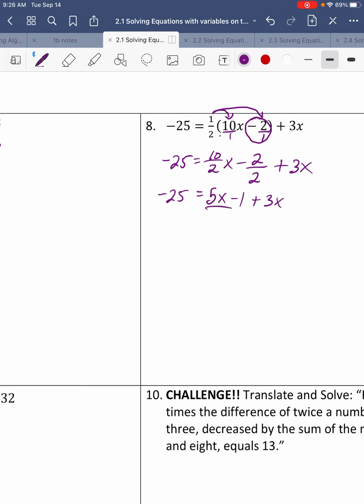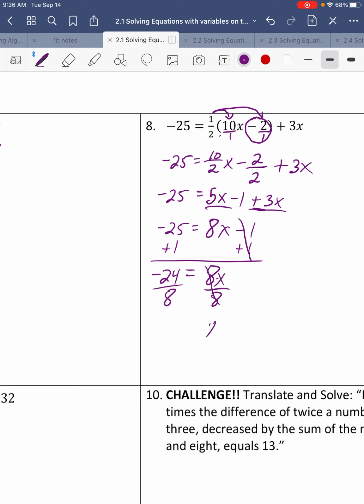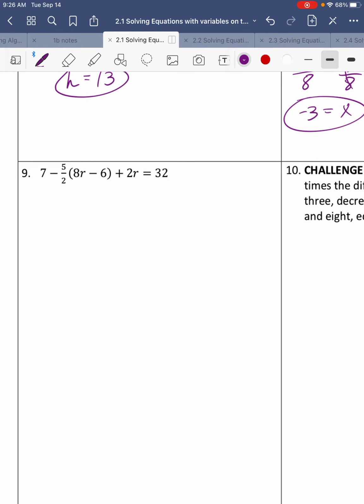Sweet. Fractions are gone. Now gather your like terms on both sides of the equal sign. I'm just going to copy down the negative 25. 5x's, and you're adding 3 more x's, is 8x minus 1. You have like terms on both sides of the equal sign. Your constants. Do the opposite operation. Negative 1 plus 1 is 0 to move it. Negative 25 plus 1 is negative 24. Opposite operation of multiplication is division. x is going to equal negative 3.